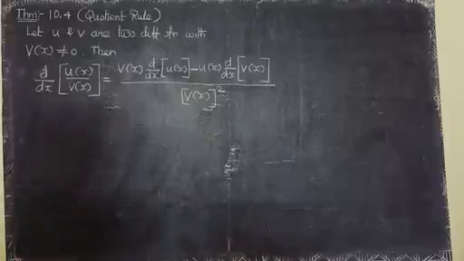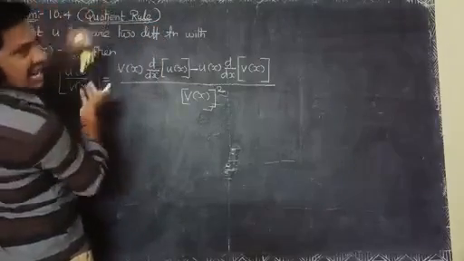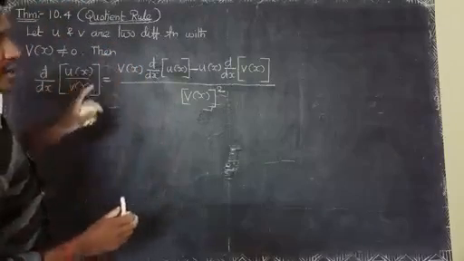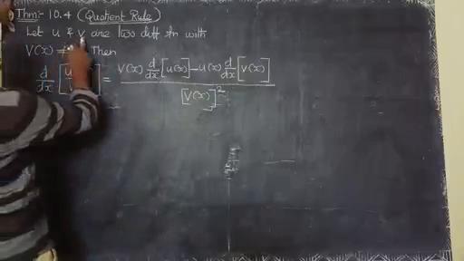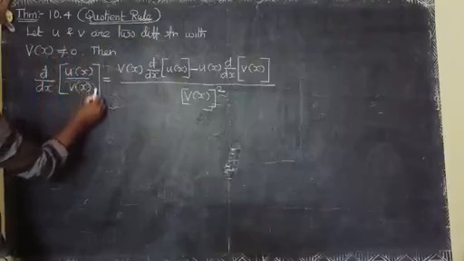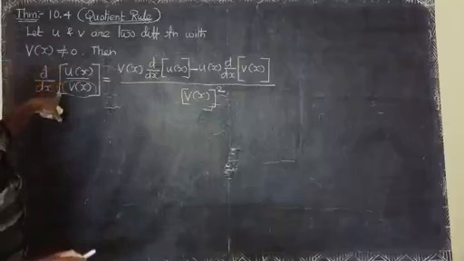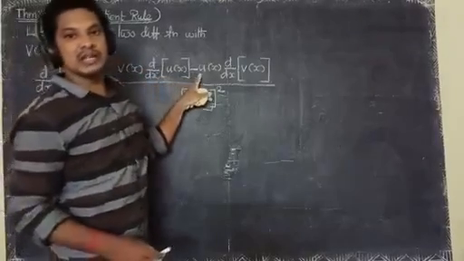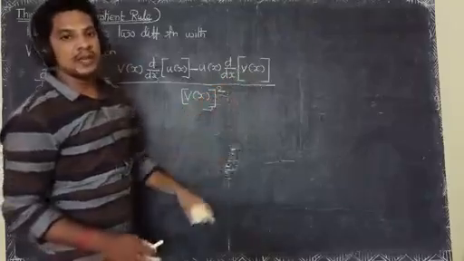Theorem 10.4, quotient rule. Quotient means rational expression, that is p of x divided by q of x. Similarly, u of x divided by v of x, where u of x and v of x are two differentiable functions with v of x not equal to 0, that is denominator not equal to 0. Then d by dx of u of x divided by v of x is equal to v of x into d by dx of u of x minus u of x into d by dx of v of x, divided by v of x the whole square.